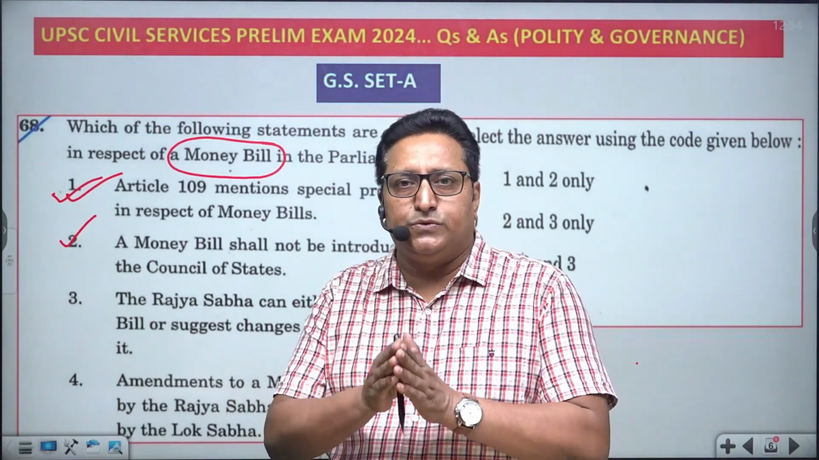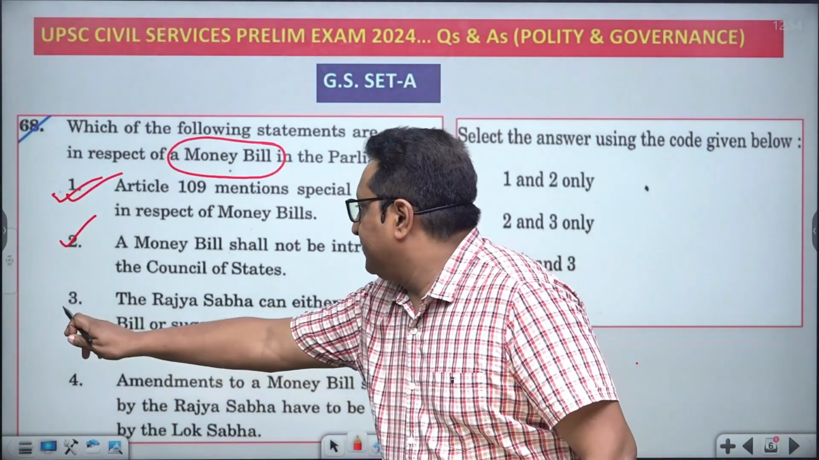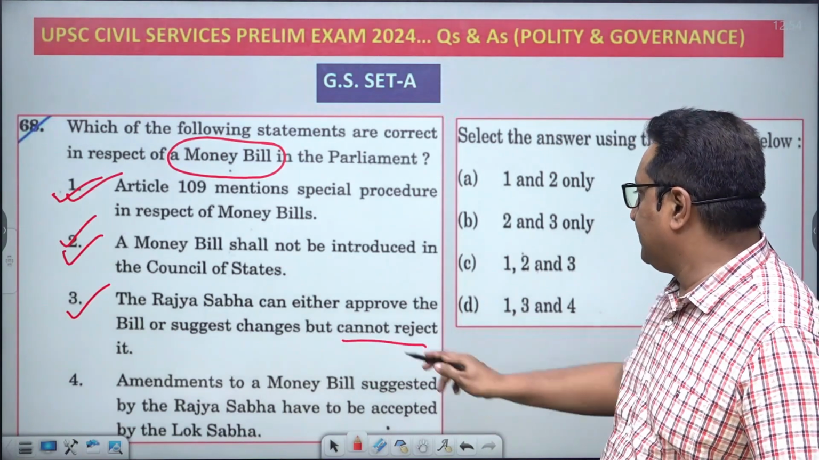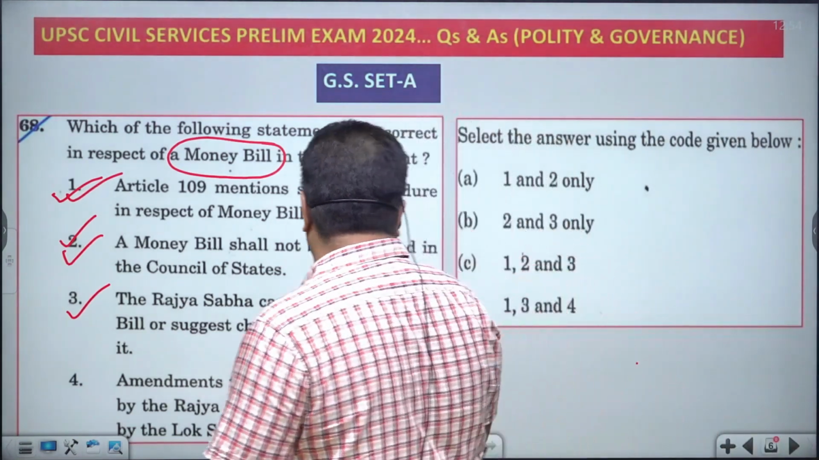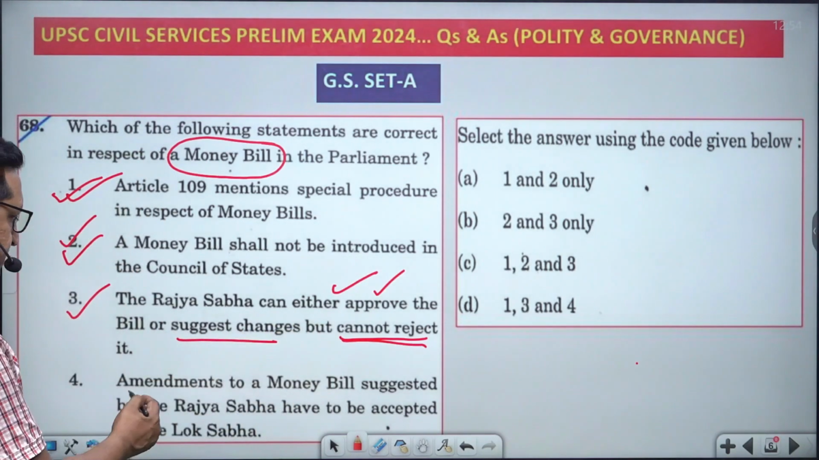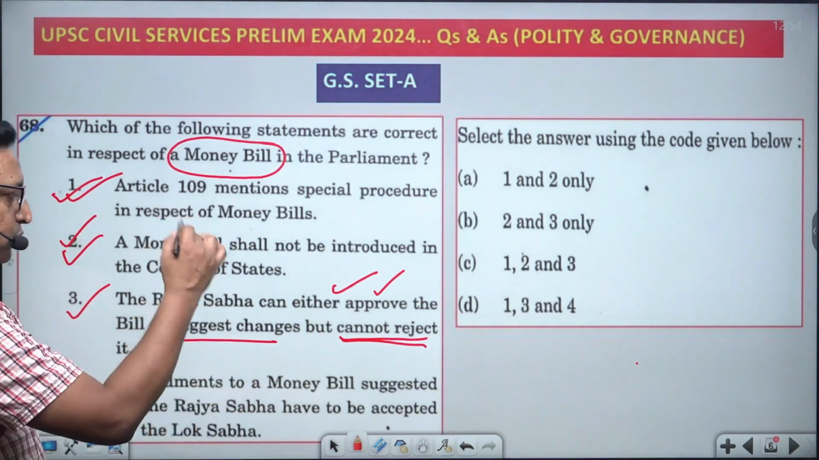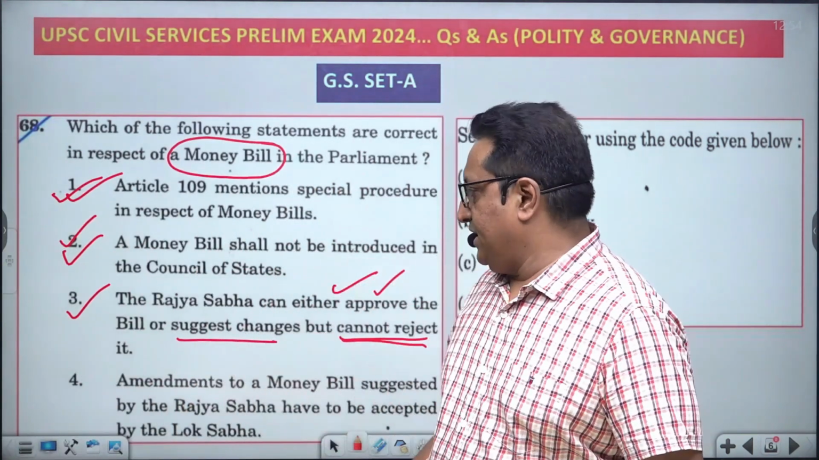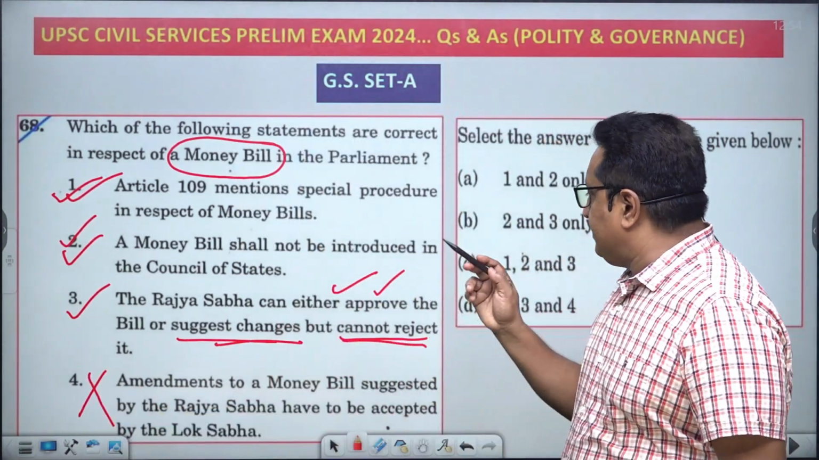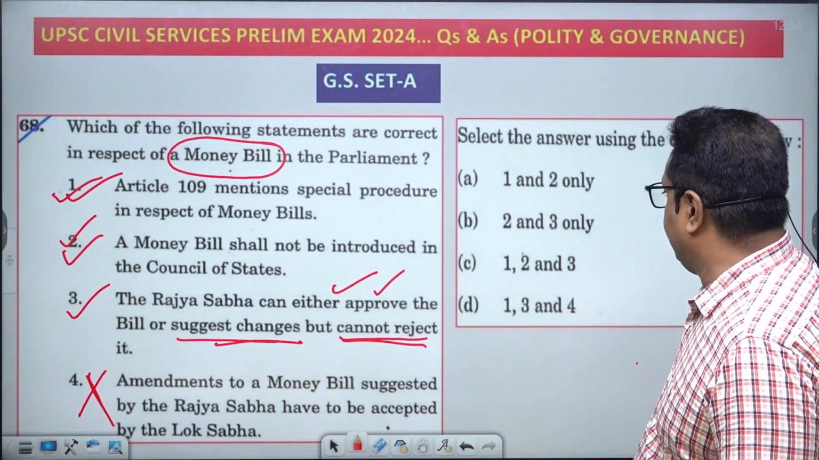Fine. So Rajya Sabha has no effective powers to amend a money bill. Right? So this is correct. It cannot reject. Fine. It can approve. It can suggest changes, but it cannot reject. Amendments to a money bill suggested by the Rajya Sabha have to be accepted by the Lok Sabha. No, it is not compulsory, as I already discussed. So this is a wrong statement. So which will be the correct answer? Correct answer would be C, 1, 2, and 3.